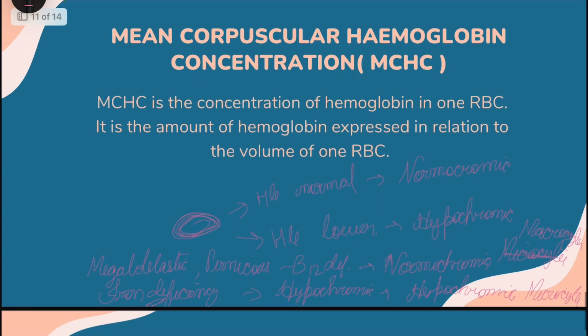That is, if the hemoglobin concentration is normal, then it will be normochromic, such as in vitamin B12 deficiency, and if it is less, as found in iron deficiency, then it will be called hypochromic. So with this, we come to the end of this topic.